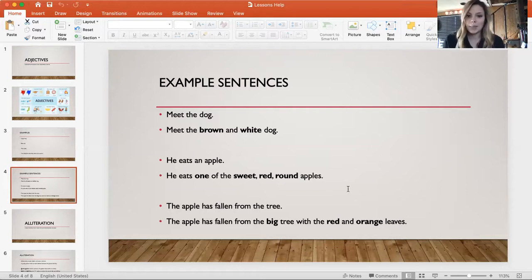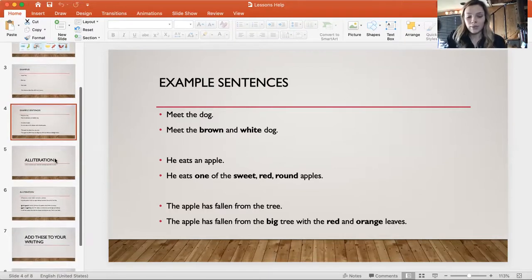The last one, the apple has fallen from the tree. Okay, that's not as exciting as if I were to say, the apple has fallen from the big tree with the red and orange leaves. So instead of just picturing a brown tree, I'm now picturing a big tree that has these beautiful red and orange leaves. So adding adjectives to your writing makes it more interesting for the reader to read, and it gives them a better picture of the story in their heads.